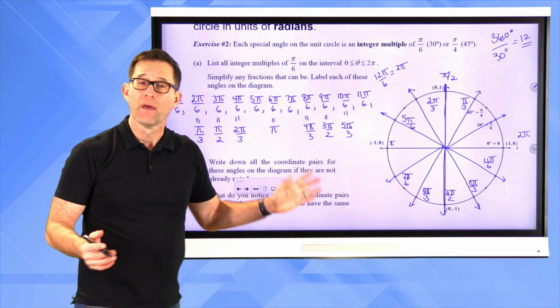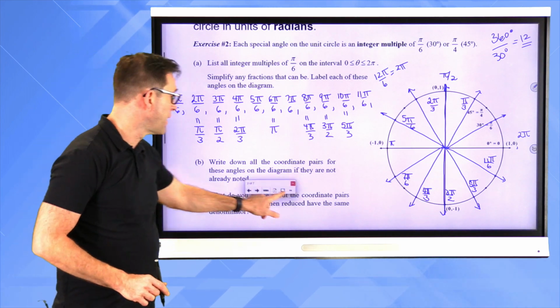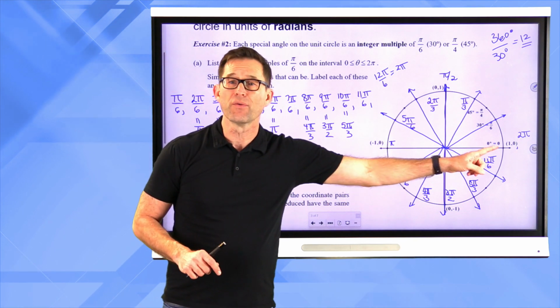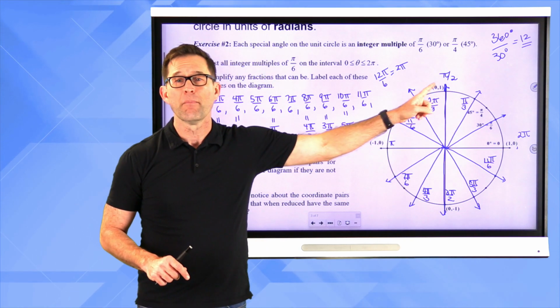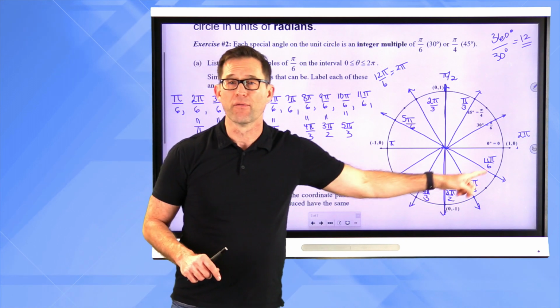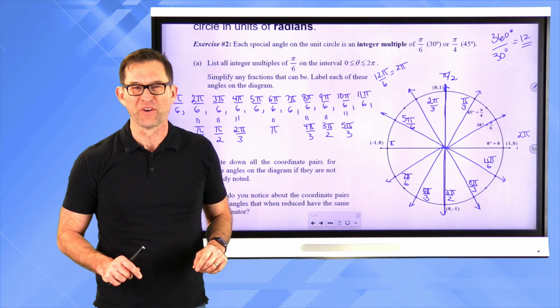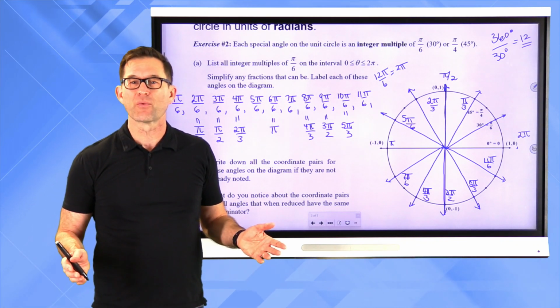All right? Now, let's talk about letter B. Write down all the coordinate pairs for these angles on the diagram if they are not already noted. Now, when I say if they're not already noted, it's because I did note the coordinate pairs already at 0, pi over 2, pi, 3 pi over 2, and then back to 2 pi. These are where we get to those ugly coordinate pairs, right? So let's start to write those down.